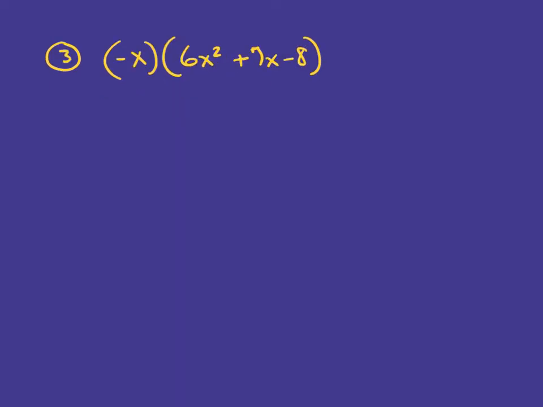Number 3, negative x times 6x squared plus 7x plus 8. This one's a little bit different. Here we've got, in the second parentheses, a trinomial, 3 terms separated by a plus or minus in between them. So when you've got that, what you'll need to do is distribute. We're going to take the negative x times each of the terms in the next parentheses. This is called distribution. So we're going to distribute, and then see however that multiplies out.